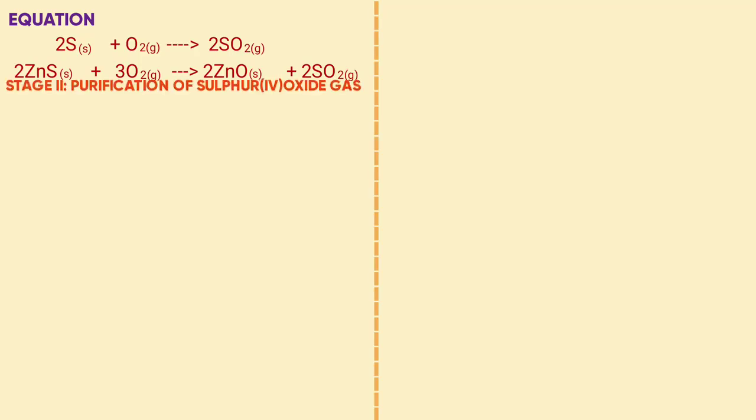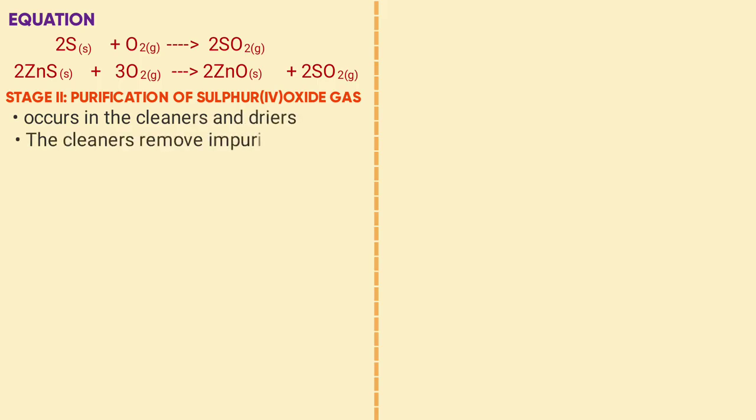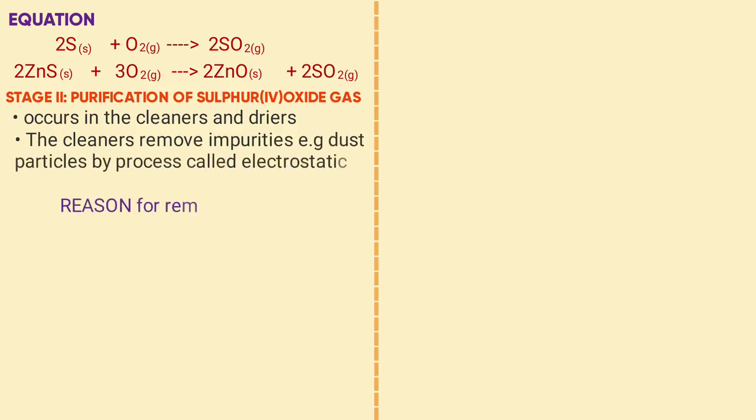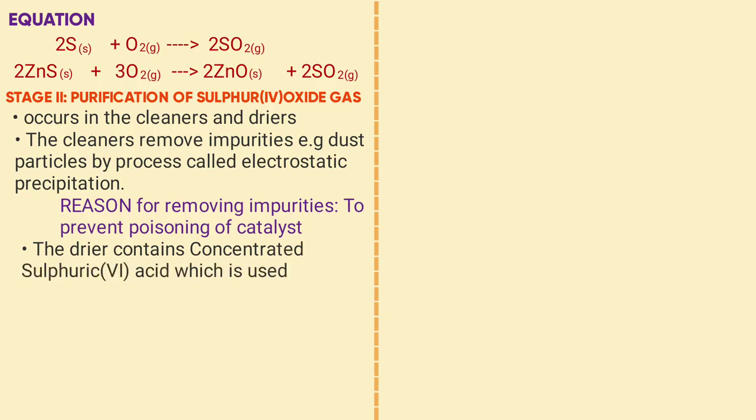Now, stage 2 is purification of sulfur dioxide gas. This will occur at the cleaner and the dryers. The cleaner removes impurities, e.g. dust particles, by a process called electrostatic precipitation. The reason for removing the impurities is to prevent poisoning of the catalyst. After that, the gas mixture is passed through the dryer, which contains concentrated sulfuric acid, which is used to remove water vapor, that is, dry the gases, because sulfur dioxide is highly soluble in water.